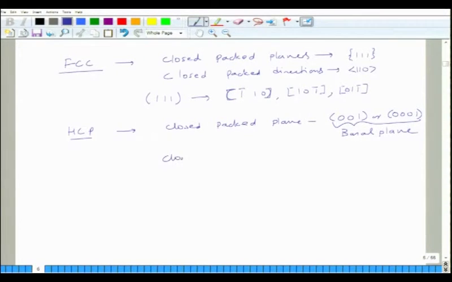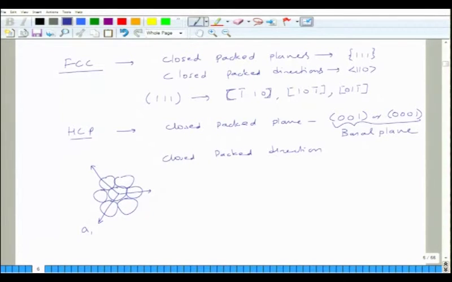And the close packed directions you have only... so if you look at the hexagonal system, this is the plane. The close packed directions are: this is a close packed direction, this is a close packed direction, and this is a close packed direction.